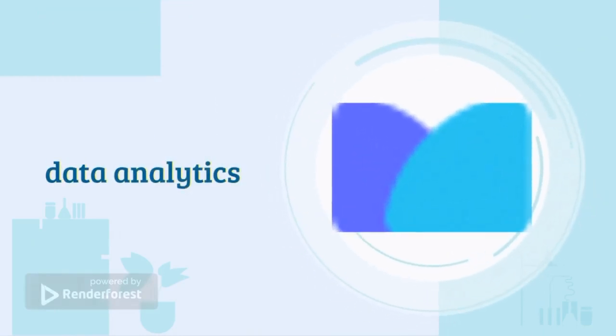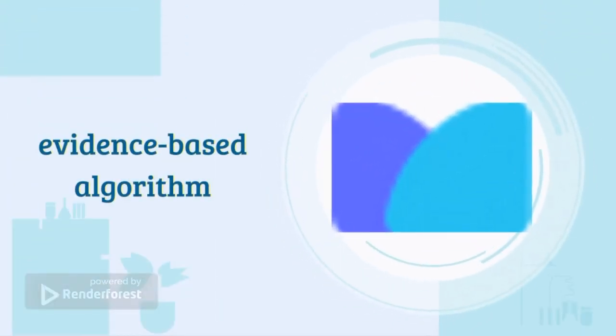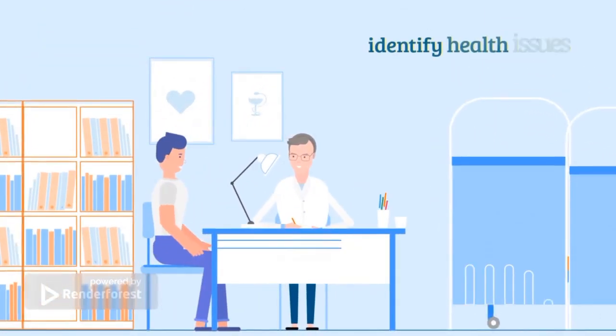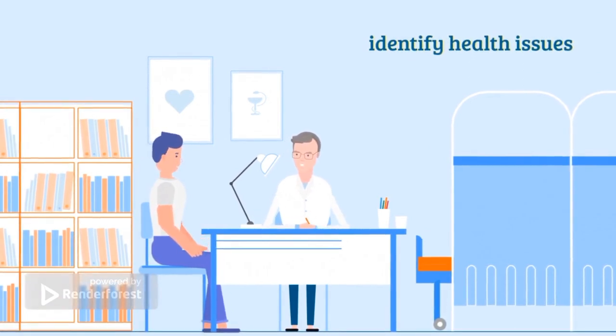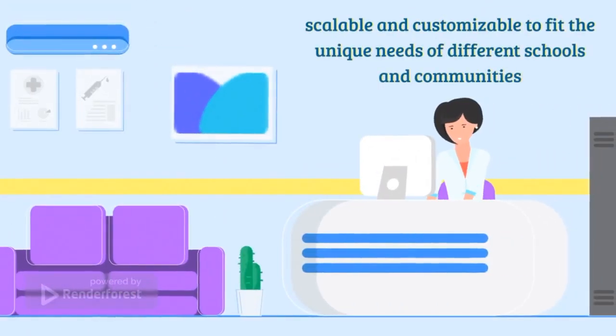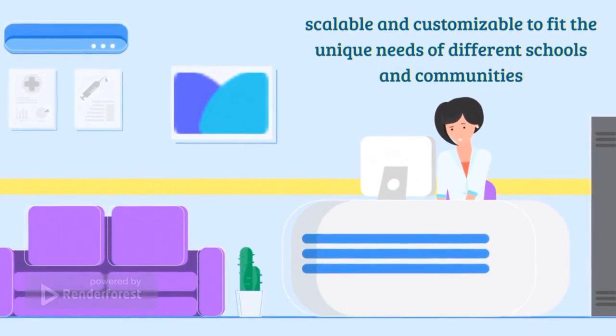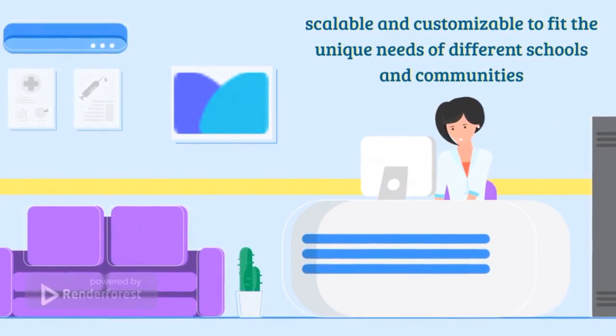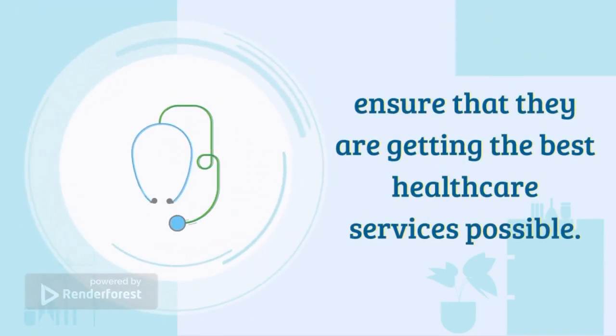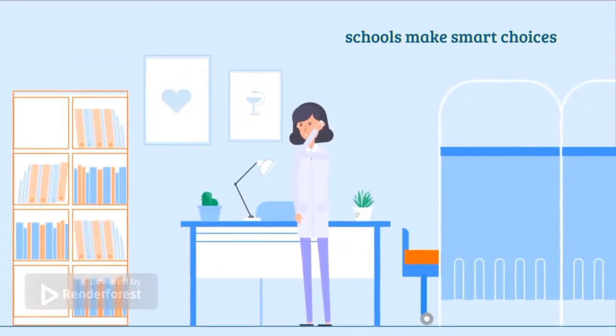The system uses data analytics and evidence-based algorithms to provide insights regarding their health. It helps school nurses identify potential health issues and take proactive measures to prevent them. And the best part, Decides is flexible, scalable, and customizable to fit the unique needs of different schools and communities. So, no matter where each pupil goes to school, it will ensure that they are getting the best healthcare services possible. Through Decides, schools make smart choices.